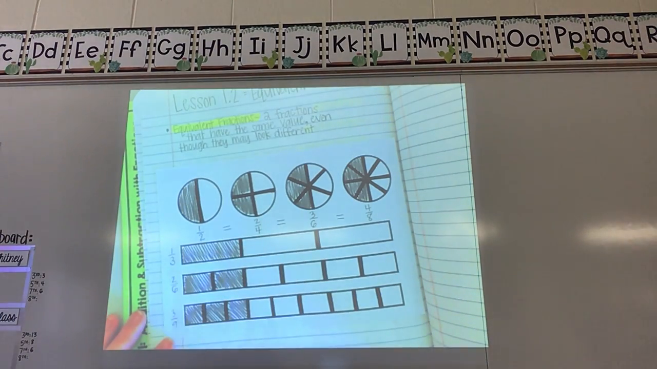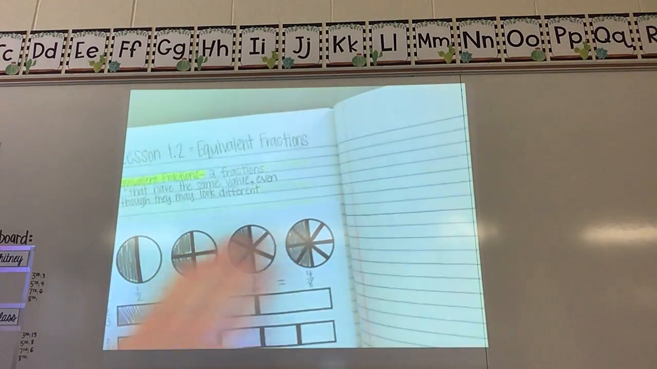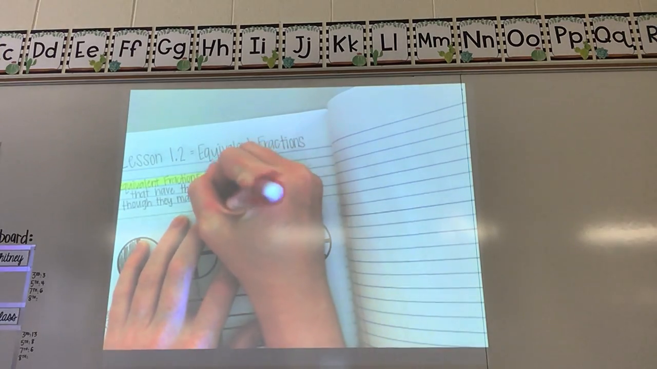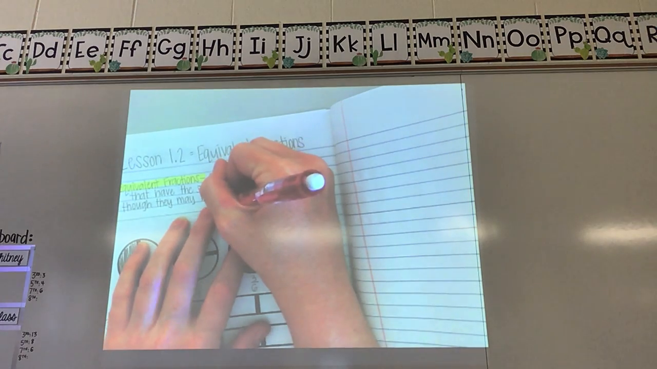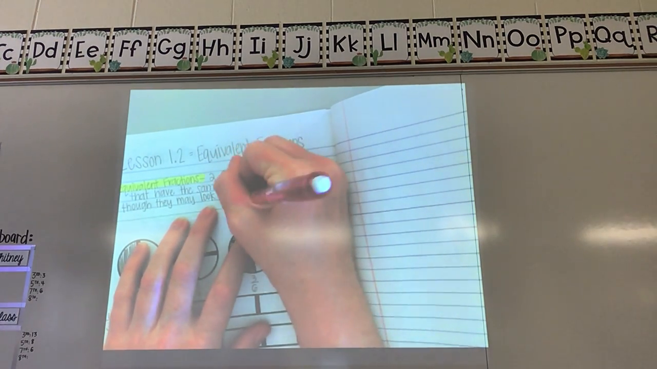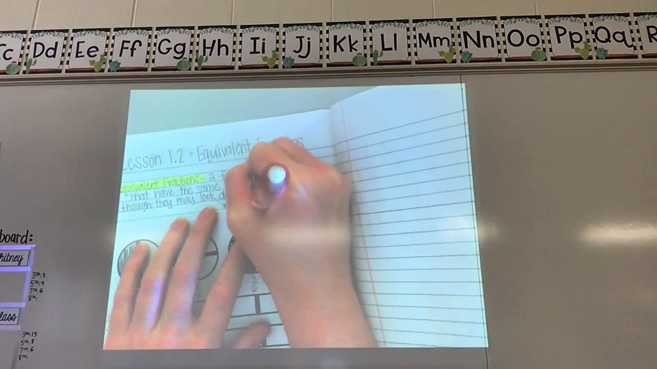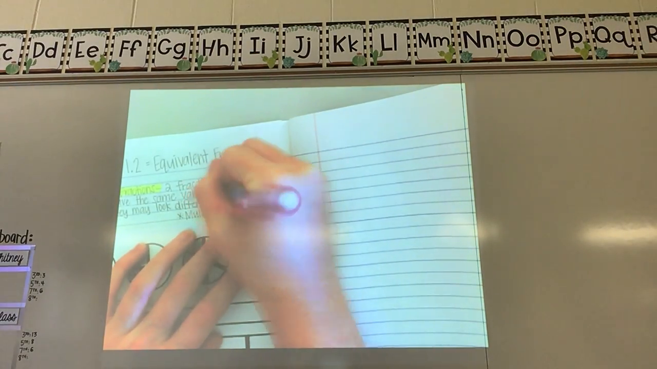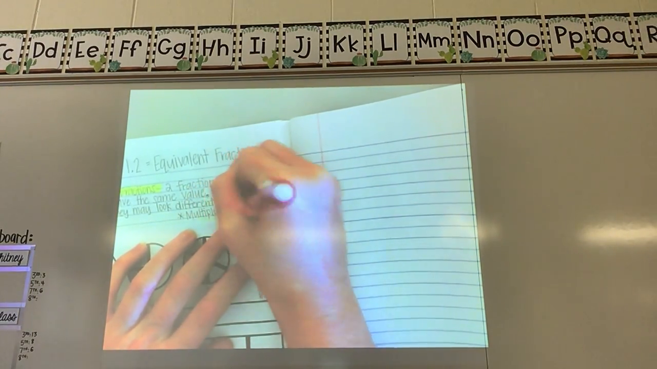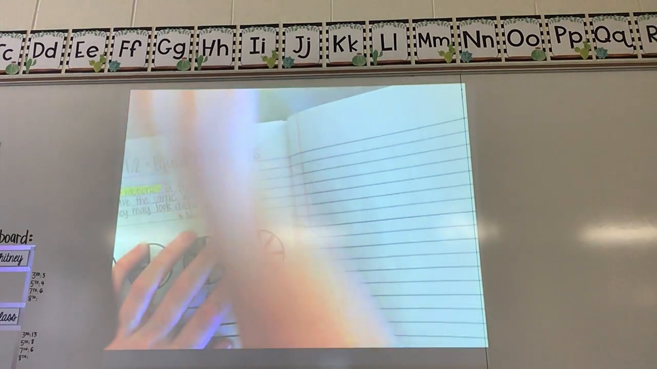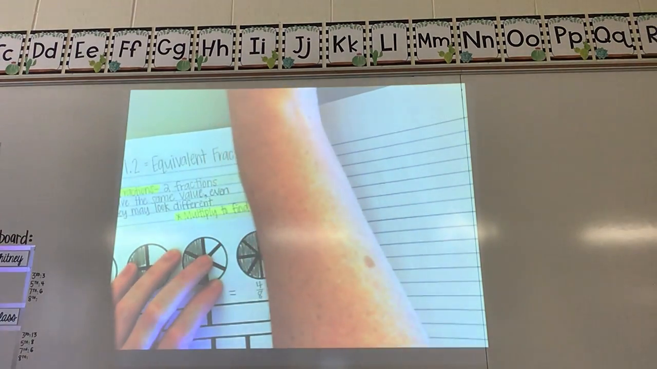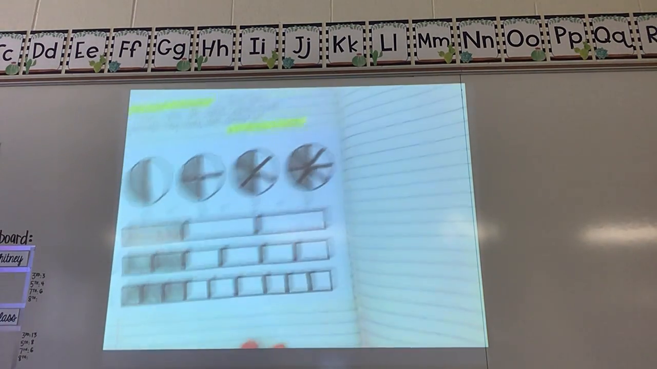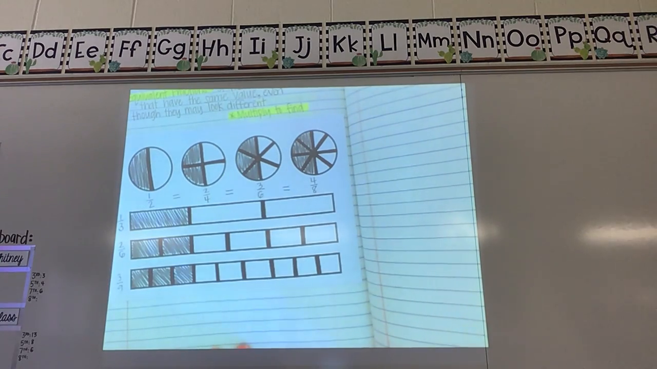Now, we won't always have pictures to look at when we're doing equivalent fractions. So I'm going to go back up here and I'm going to make a very important note. So I'm going to put a star by it. In order to find equivalent fractions, we have to multiply to find. So if we are being asked to find an equivalent fraction, we have to multiply to be able to find that. So let's look what it looks like to just multiply and not have any pictures.